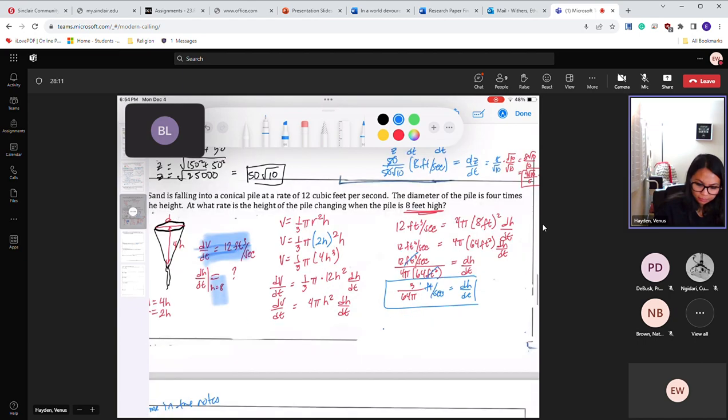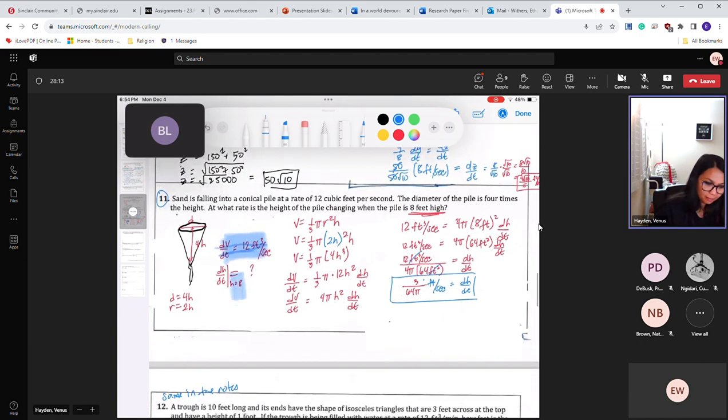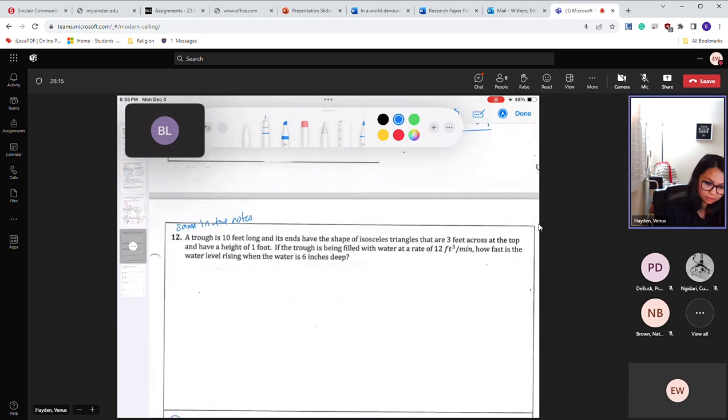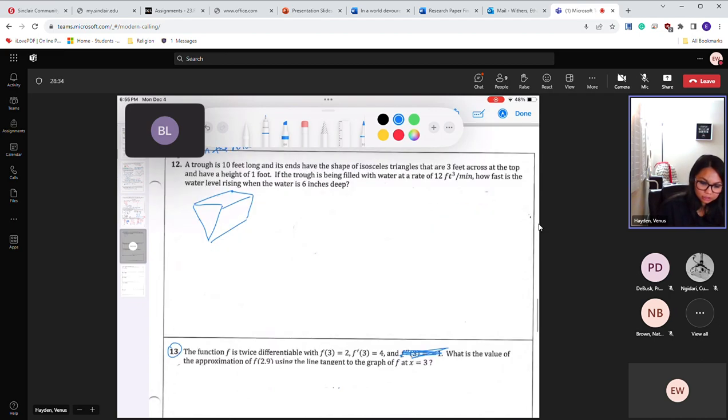All right, number 12, I'm going to skip. We already had a problem like this in the notes that just deals with the isosceles triangle. We have the length, the width, and the height. I want you guys to go over something like this, but it should be fairly easy. Okay, number 12, I'm going to skip that. Let's go on to number 13.